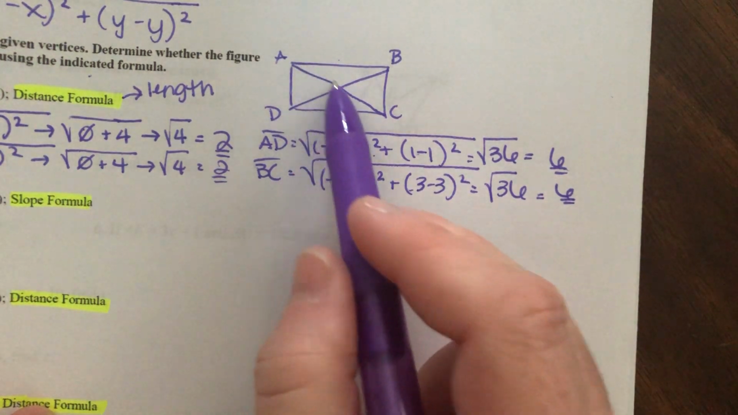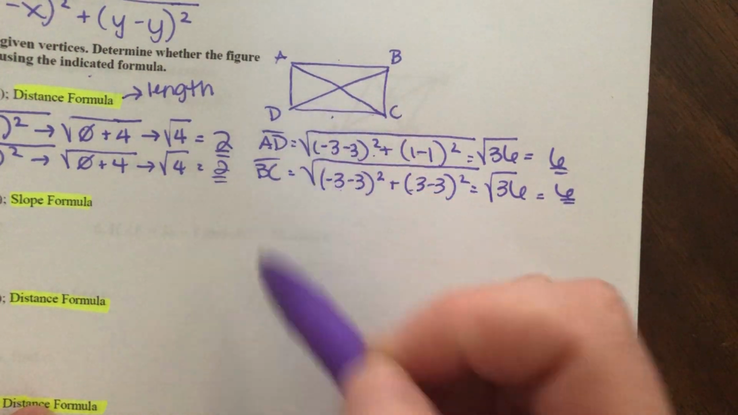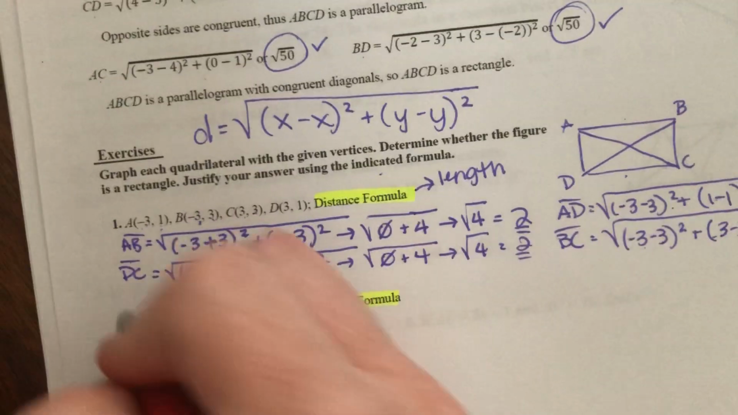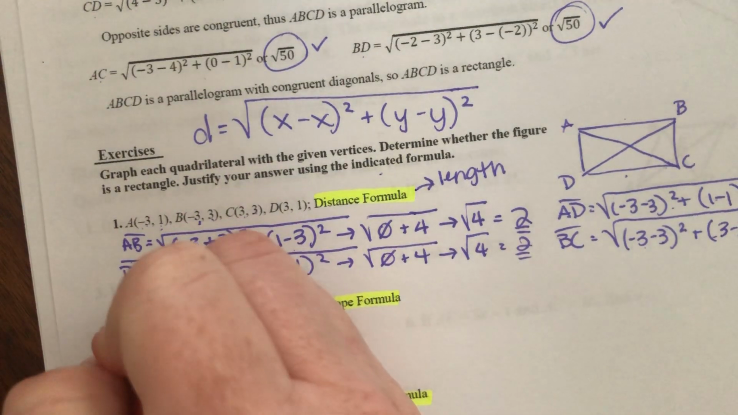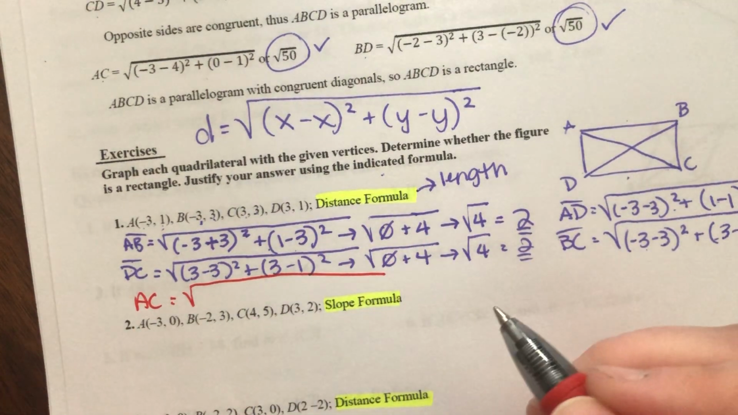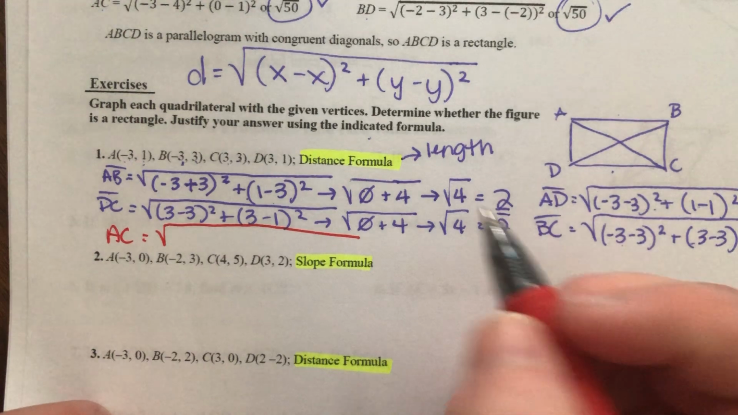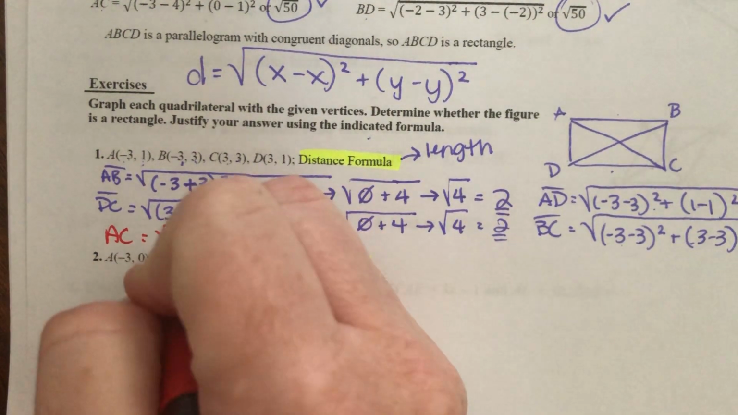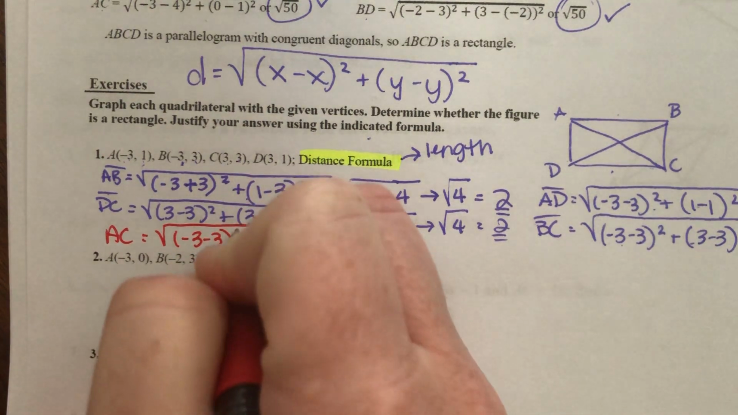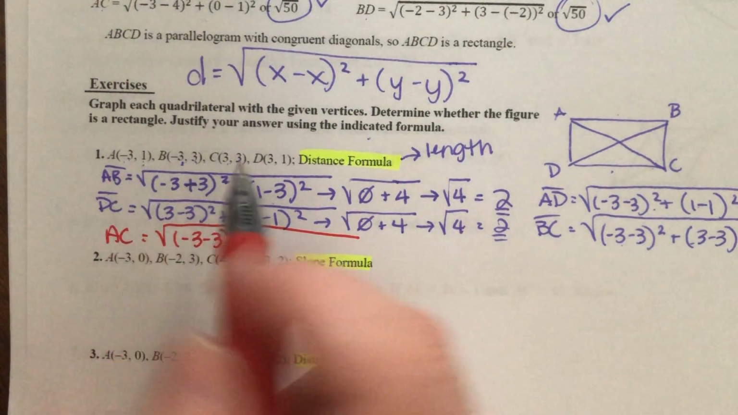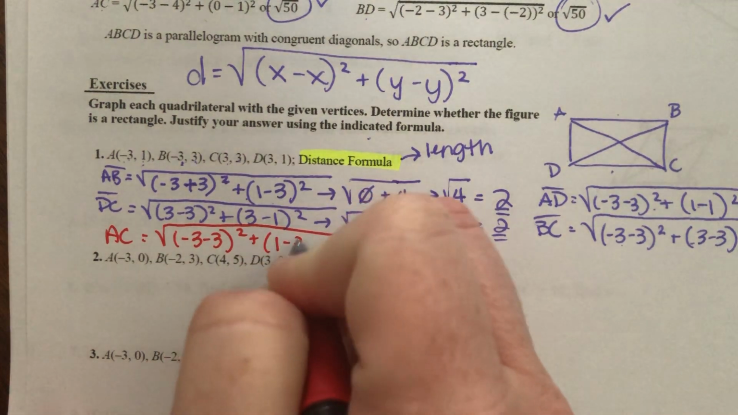So I know this is a parallelogram because both pairs of opposite sides are the same length. Now I've got to figure out if the two diagonals are the same length. Okay, so I'm going to do that in a different color. So my first diagonal is AC. Oops. I know this seems super tedious. Oh, I totally messed that up. But you've got to go through the motions, right? So for AC, A is negative 3, C is 3. So negative 3 minus 3 squared plus, and then my y values, 1 minus 3 squared.